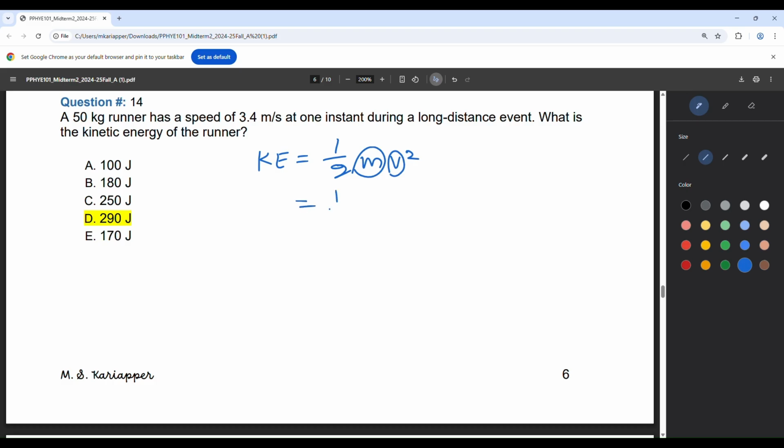Plug and chug. M is 50 kilogram and V is 3.4, squared. You should get this answer. Done. See how easy it is, right?